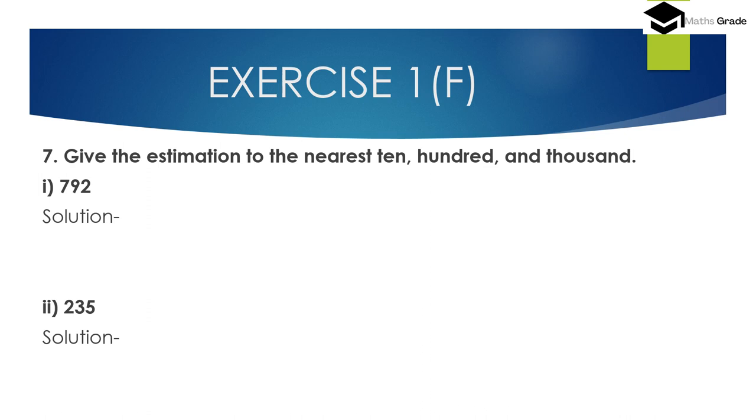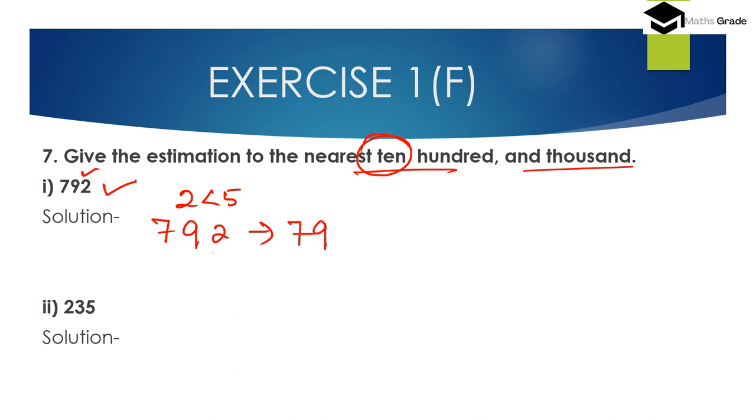Now question number 7. Give the estimation to the nearest 10, 100 and 1000. First bit, 792. When we round off this number 792 to the nearest 10, we first look at the unit place value digit. Here the unit place value digit is 2. 2 is less than 5. So don't add 1 to the tens place value digit. So this 9 stays 9 and this 7 stays 7, and this 2 changes to 0. So this is 790.